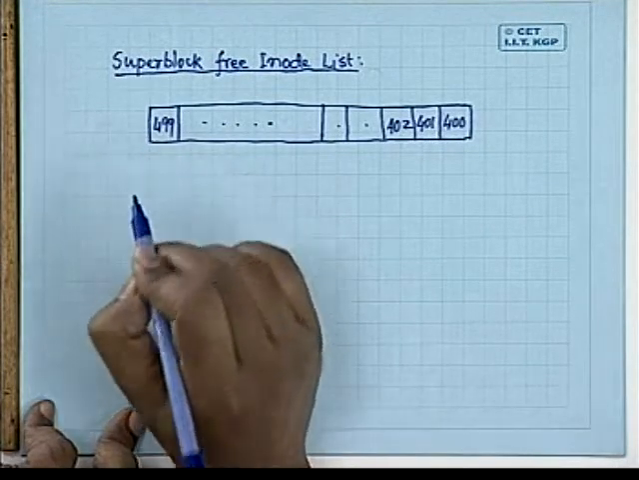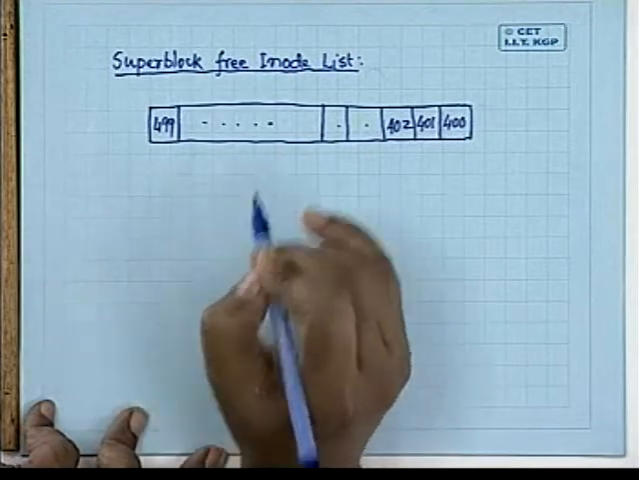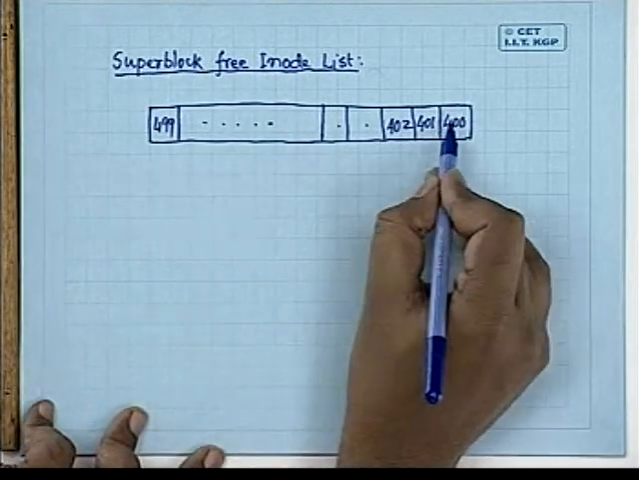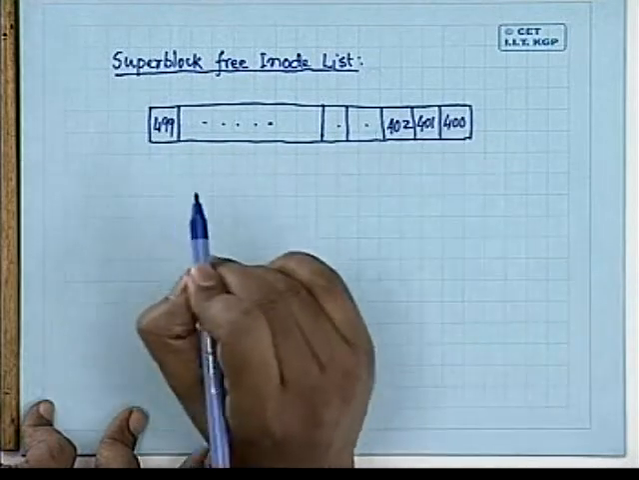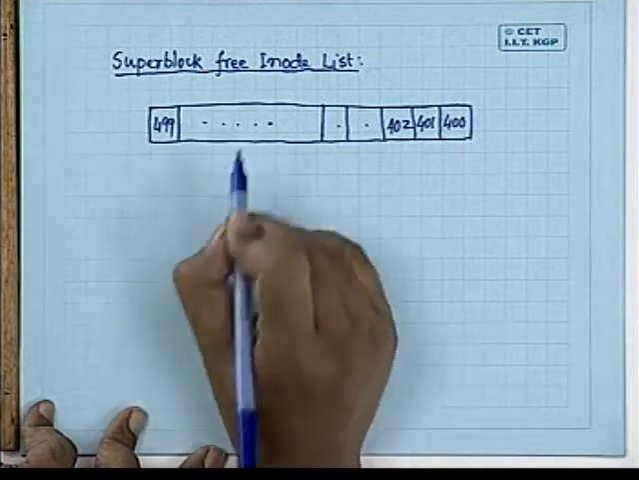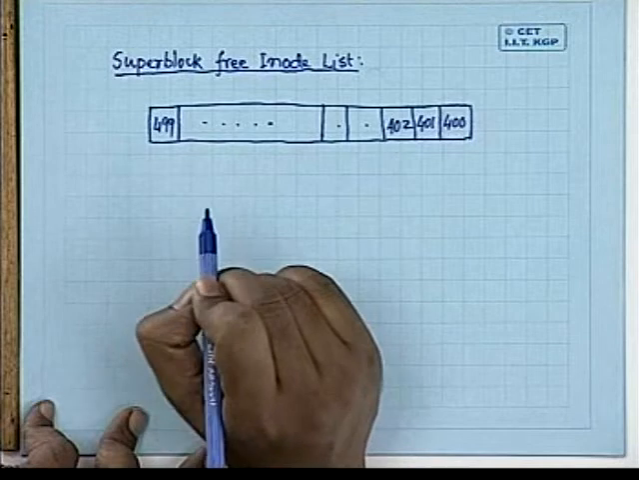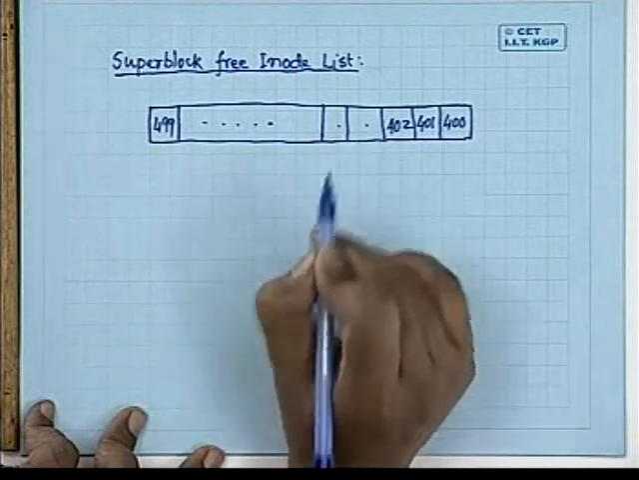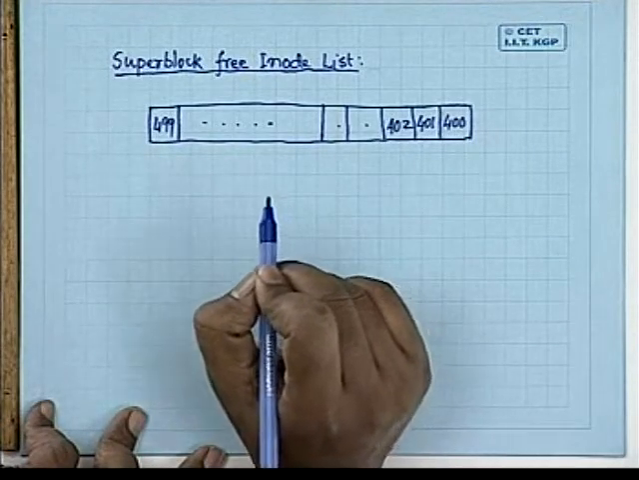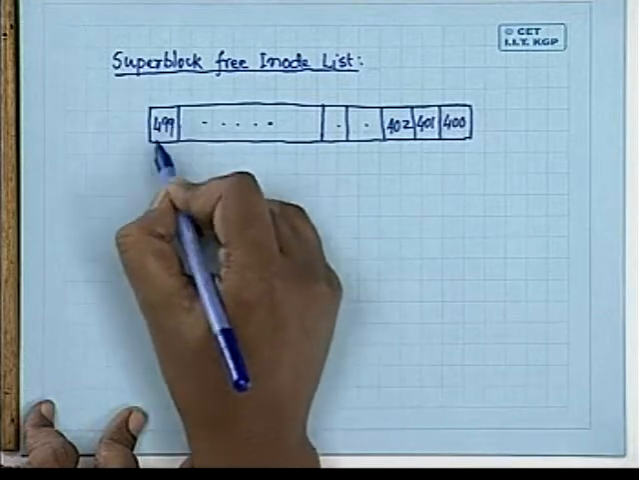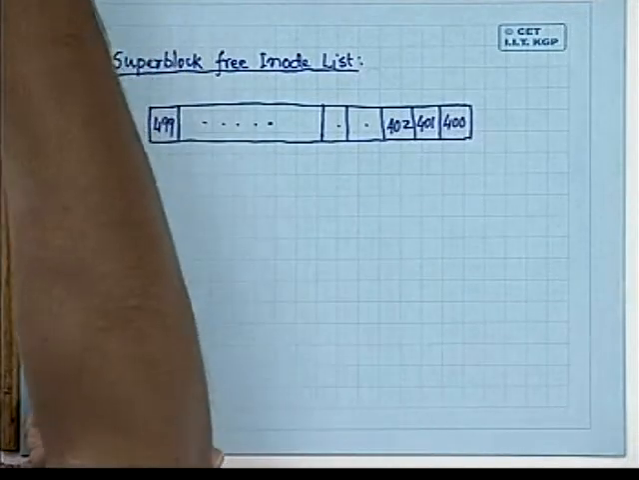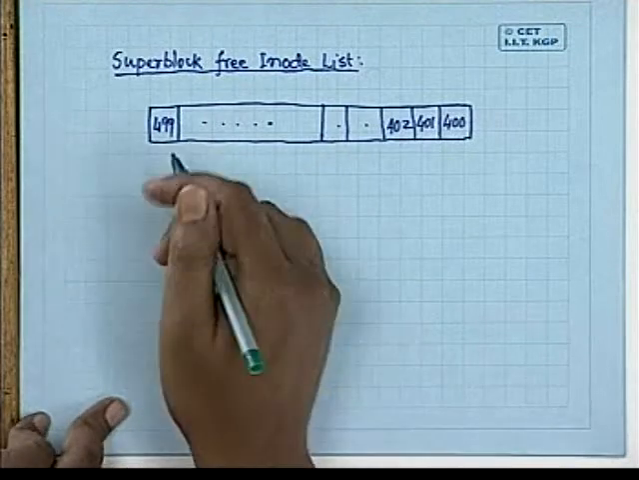Okay. So whenever a process puts a request for a new inode, always this superblock free inode list will be checked first. If there is an inode in this superblock free inode list, then the inode will be given from this. Okay. Now out of this, the last inode or highest numbered inode is called a remembered inode.